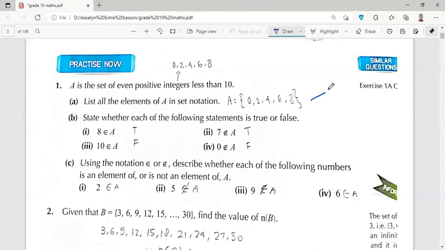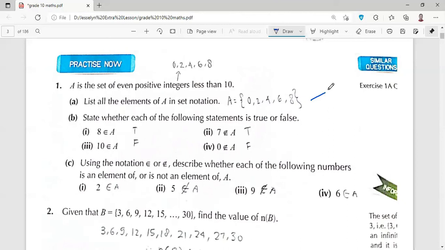3I, 10 is an element of A. This is false because number 10 is not in set A. Okay, then proceed. Number 4. 0 is not an element of A. This is false because in the set A, 0 is listed, therefore it is an element of set A.